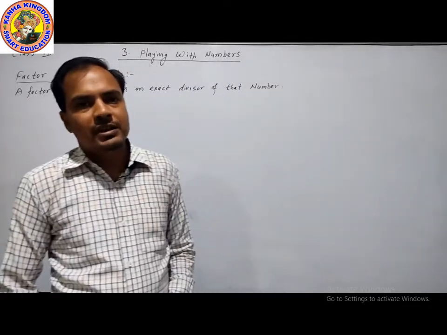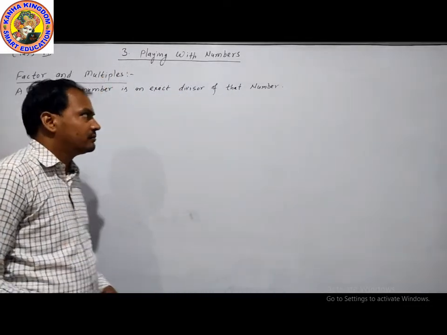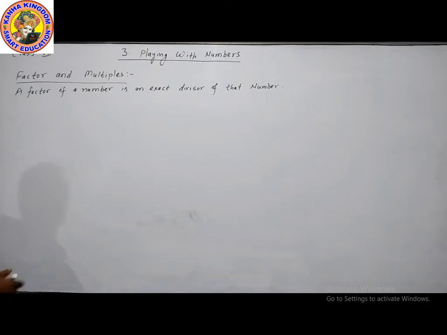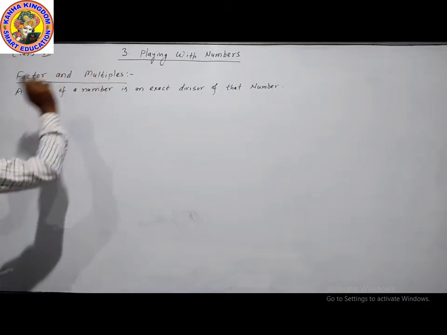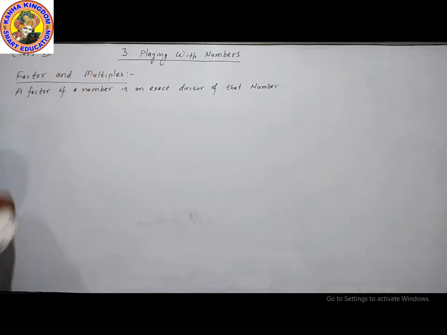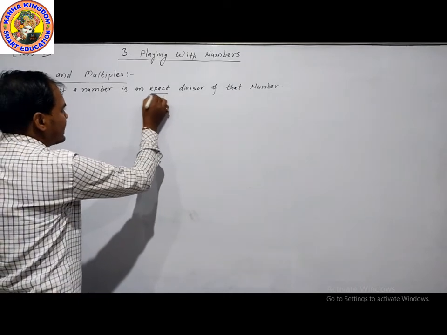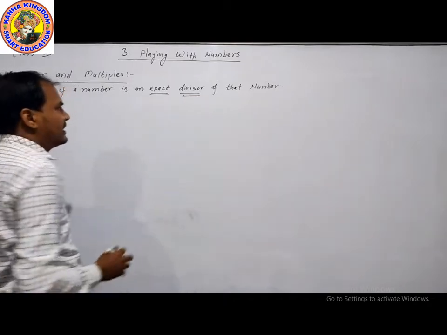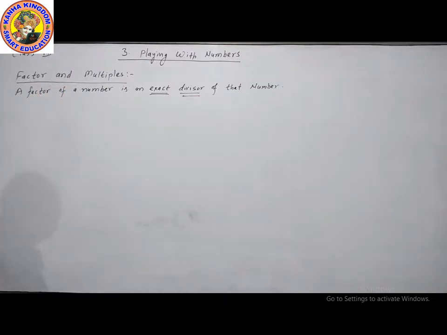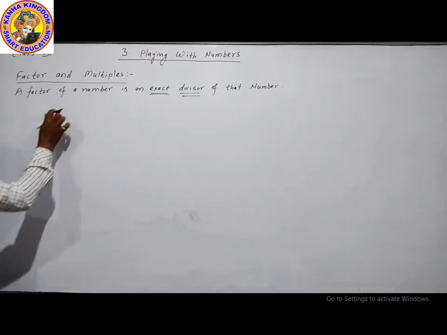Our new chapter is Playing with Numbers. First topic is factors and multiples. First of all, factor. What is a factor? Definition of a factor: a factor of a number is an exact divisor of that number. Factor is an exact divisor of that number. Let's see an example.